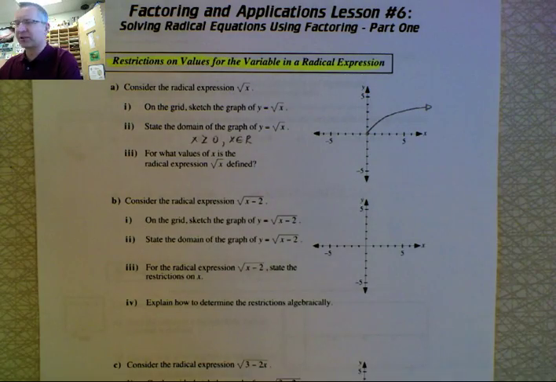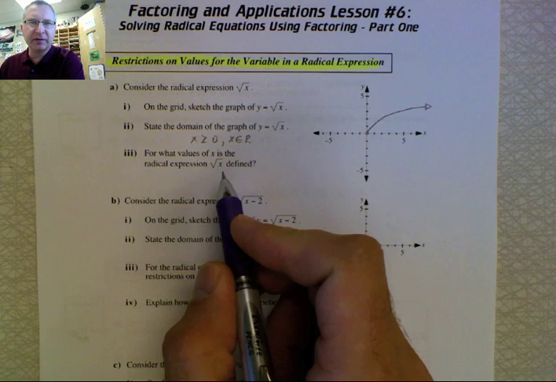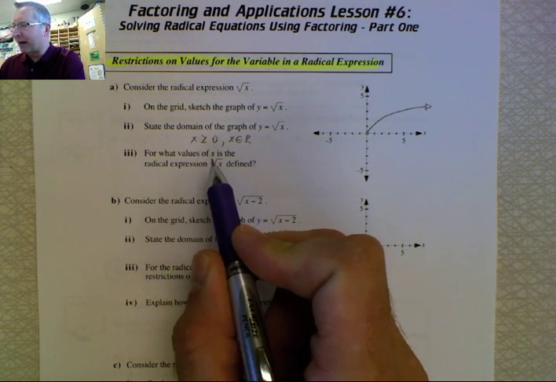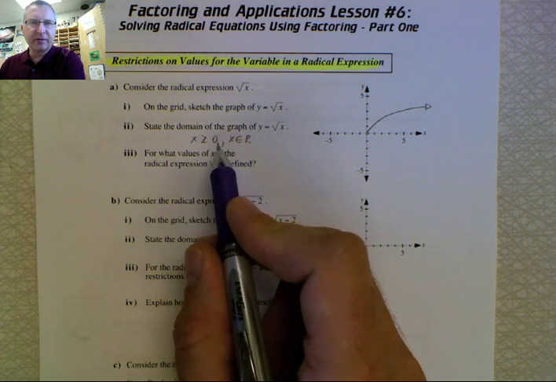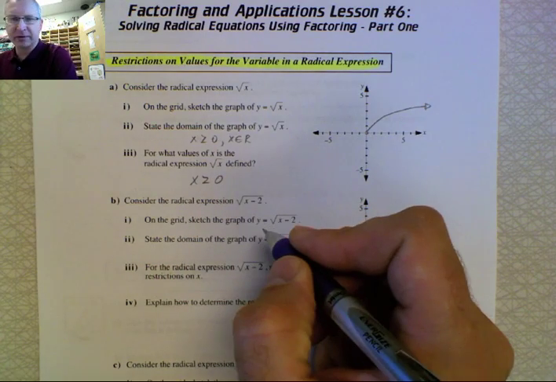Now the next question says, for what values of x is this radical equation defined? Well, that's similar to the domain. Your graph is only defined for values of x that fall in the domain. So it's defined for all values of x greater than or equal to 0.